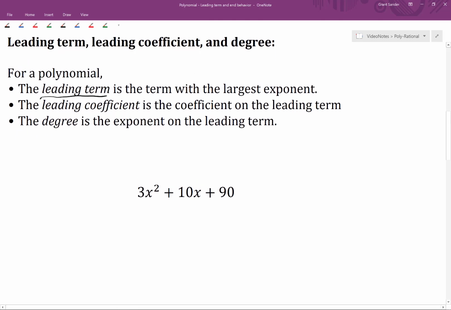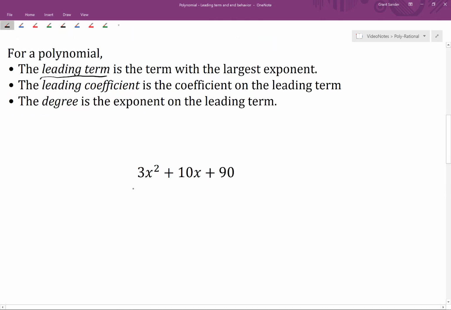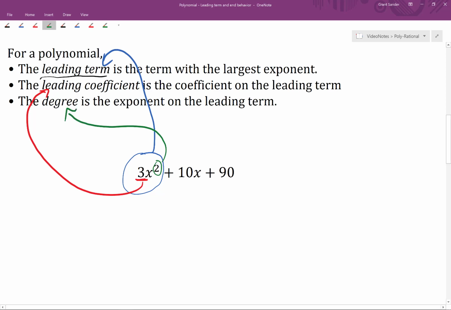So the leading term is the term with the largest exponent, and then we can also look at the leading coefficient and the degree to refer to the coefficient and the exponent. In this example, 3x squared plus 10x plus 90, the term with the largest exponent is 3x squared, and therefore 3x squared is the leading term. The coefficient on that term is 3, so 3 is the leading coefficient for the polynomial. And the exponent on this leading term is 2, and therefore 2 is the degree of the polynomial.